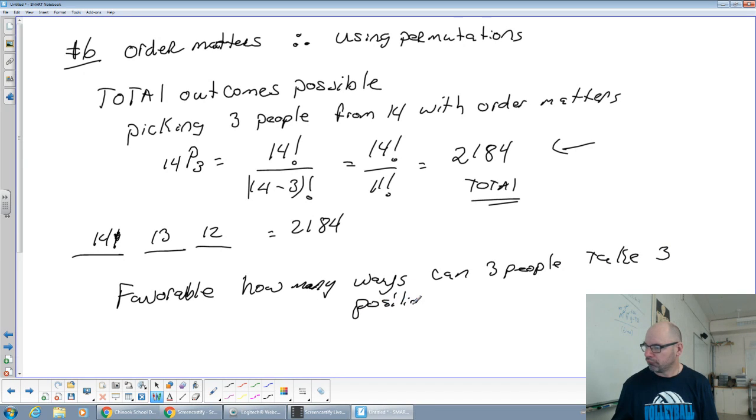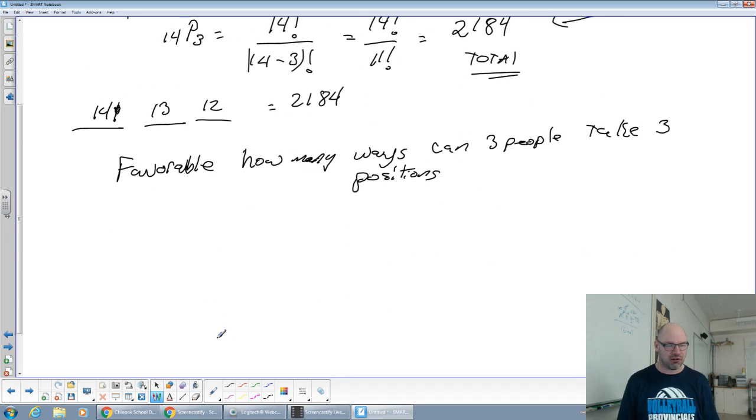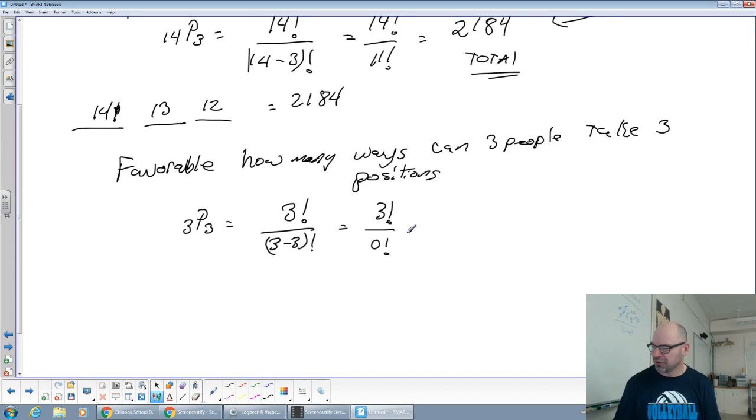If you want to stick with permutations, it's still permutations because order matters. It matters if you're the secretary, treasurer, or president. So you're basically doing 3P3. 3P3 is 3 factorial over 3 minus 3 factorial, which is 3 factorial over 0 factorial, which is the same thing as 3 factorial, because 0 factorial is 1. That equals 3 times 2 times 1, which equals 6 ways.